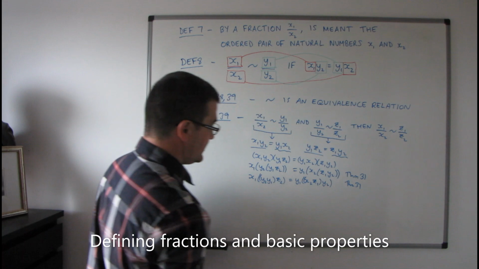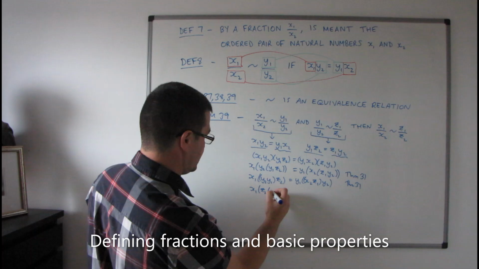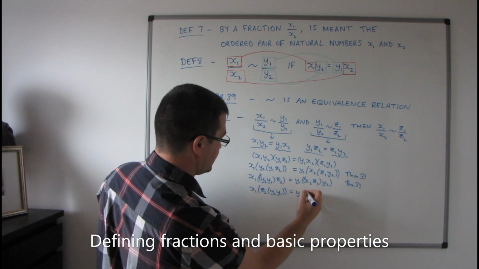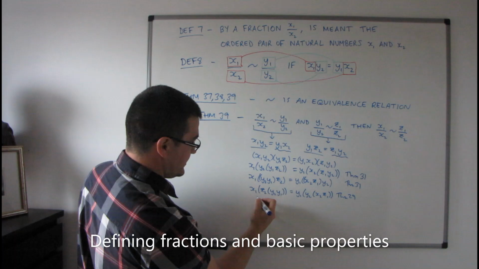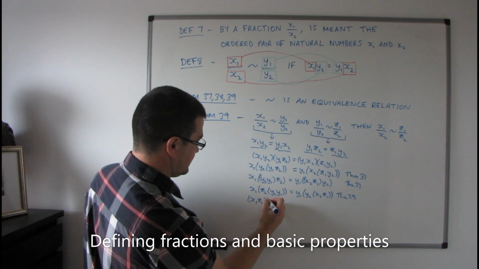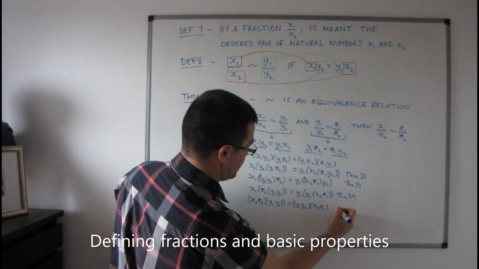and then using commutativity, I get that x1, z2, y2, y1 is equal to y1, y2, x2, z1. So that's theorem 29. And then theorem 31 again, x1, z2, y2, y1 is equal to y1, y2, x2, z1. So that's theorem 31.